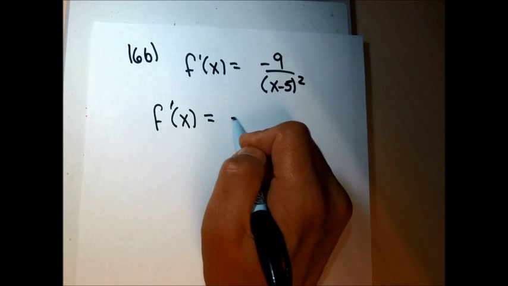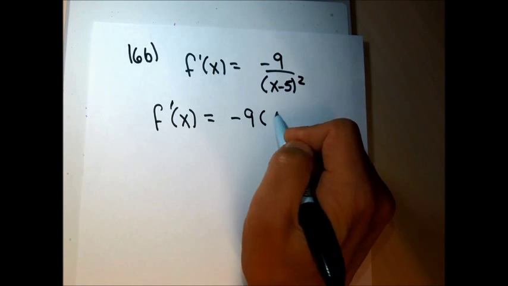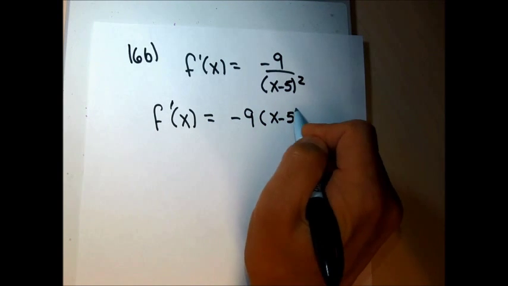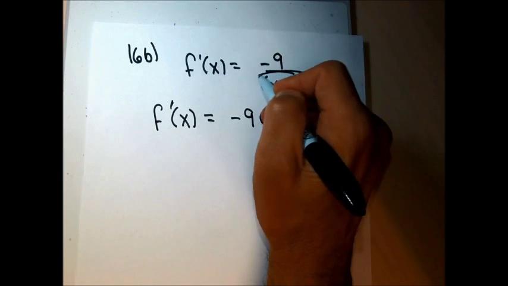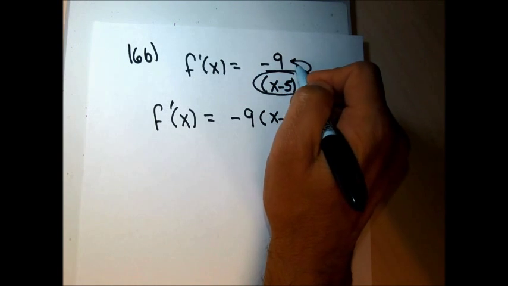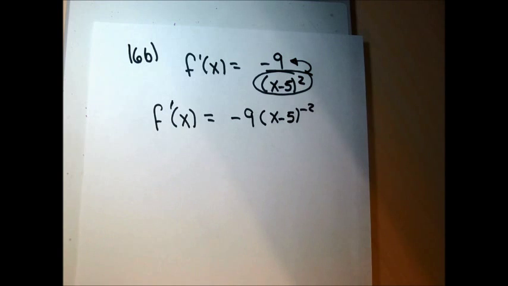And how I'd rewrite this problem to avoid the quotient rule is I'd move the x minus 5 in the denominator up to the numerator. And when I do that, I don't have a fraction anymore because I've taken the entire denominator away. But to do that, you have to change the sign of the exponent. Now it's just a chain rule problem.